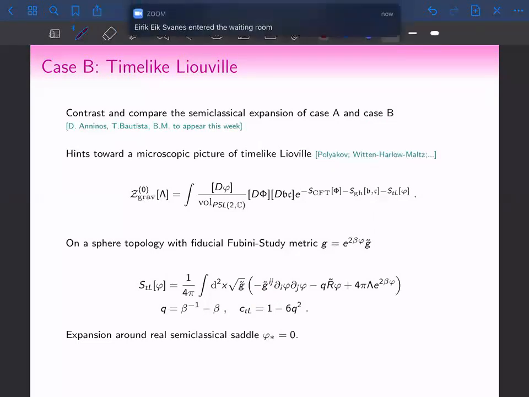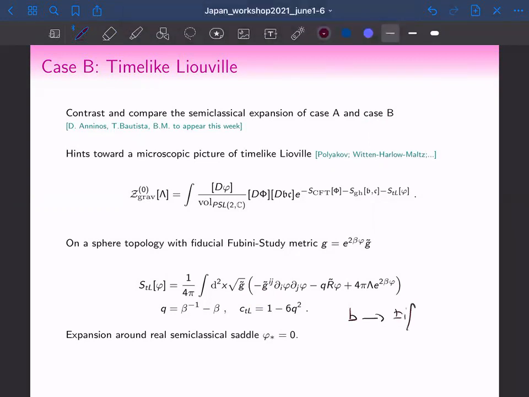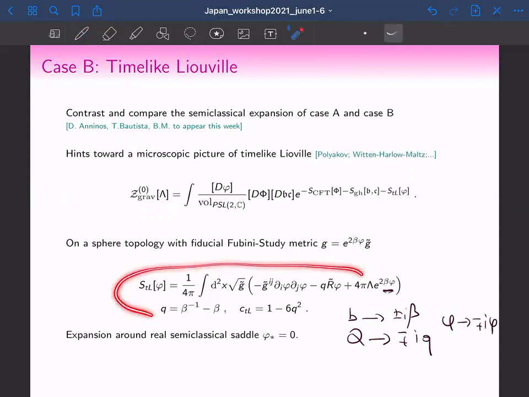And to go basically from space-like level to timelike level, what one is doing is that we send b in space-like level to plus minus i beta, and capital Q to minus plus iQ, just the other way around. And then you go from space-like to timelike level. And then basically also rotating phi. So phi is then going to minus plus i phi, to have this also like a 2 beta phi. And then basically we're finding this timelike level action.